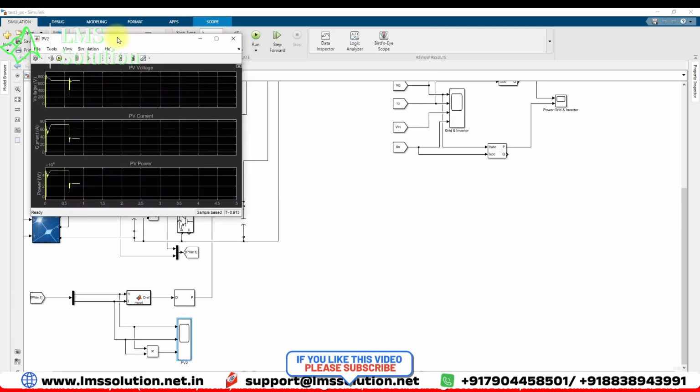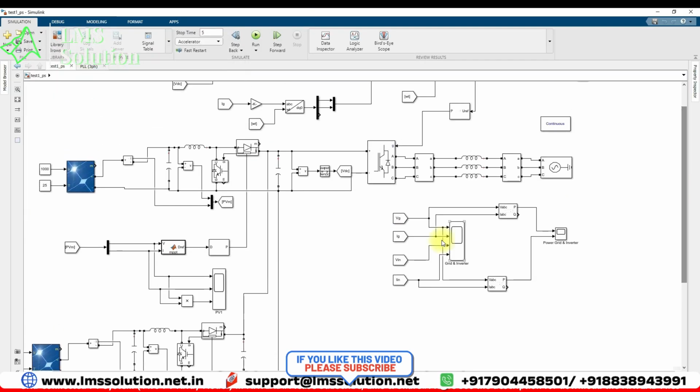So here we are measuring the PV voltage, current and power of the second PV array, and here we are measuring the grid voltage and grid current, inverter voltage and the inverter current. The inverter voltage and current will be measured here. The grid voltage and current will be measured here. And finally here we are measuring the power of grid and power of inverter.